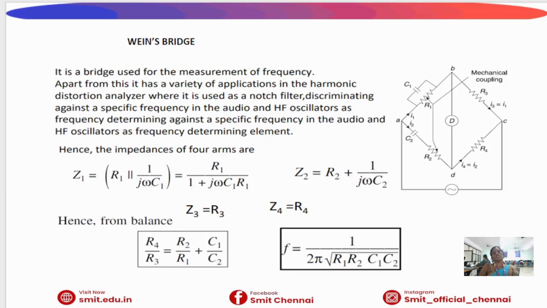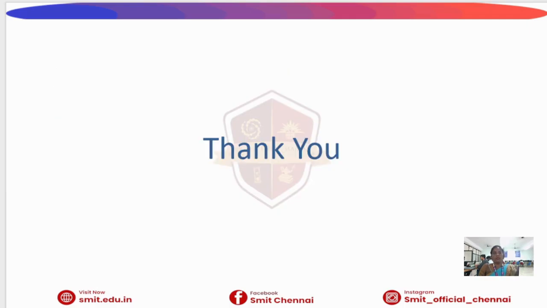Wien bridge is used mainly for frequency measurement, audio signal generation, oscillator circuits, and harmonic distortion analysis. The advantages of this Wien bridge are simple circuit design, high accuracy in the audio frequency range, frequency independent of supply voltage, and wide use in oscillator design.